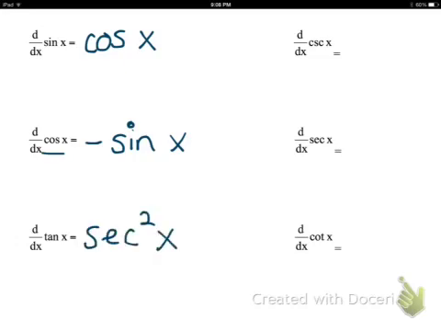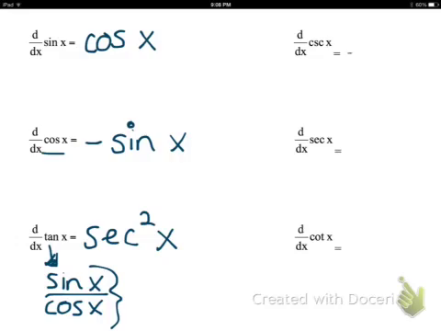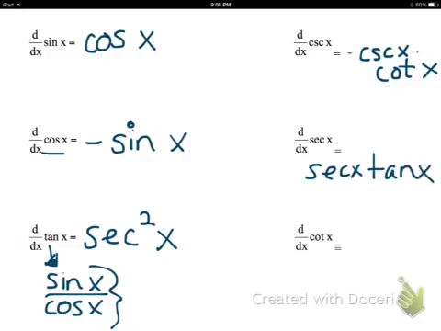Now, how would I get that? I could rewrite tangent as sine over cosine, and I could use what rule here? The quotient rule. So I'm telling you it's secant squared, but if we wanted to show that, I could write tangent as sine over cosine, use the quotient rule, and it would equal secant squared. The derivative of cosecant is negative cosecant x times cotangent x. The derivative of secant is secant x times tangent x, and the derivative of cotangent is negative cosecant squared.